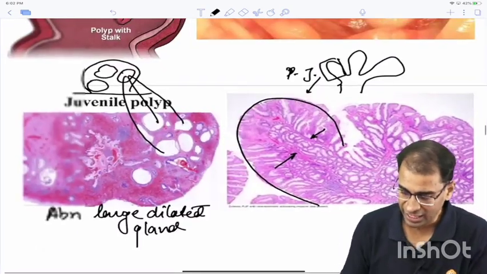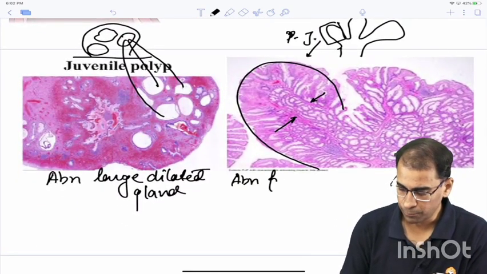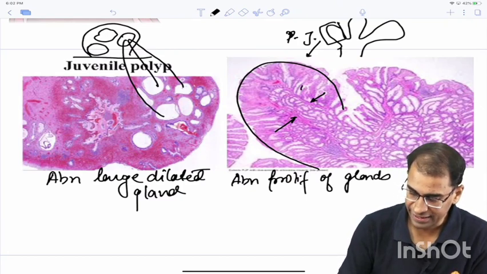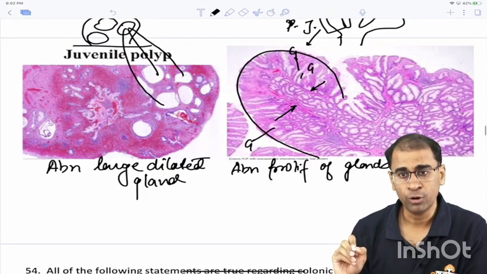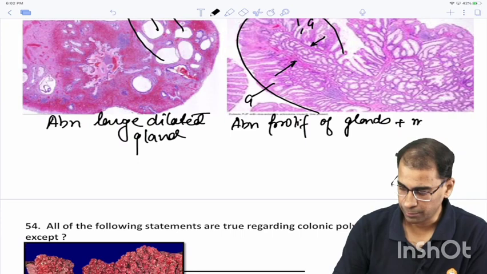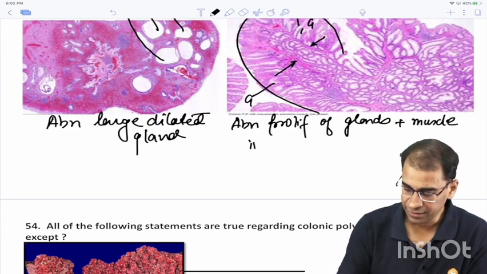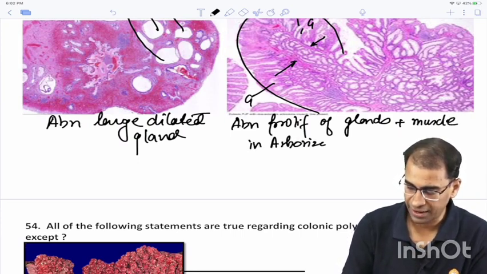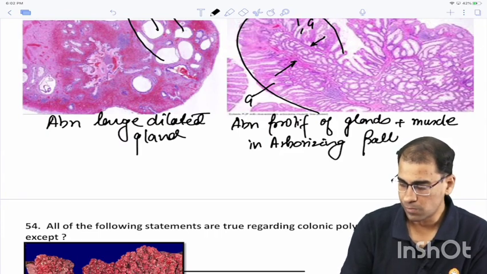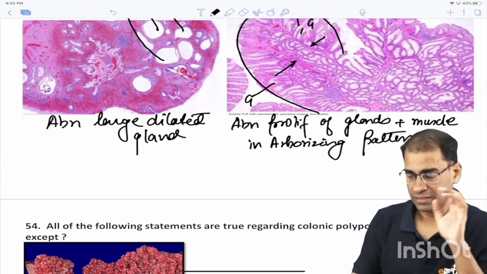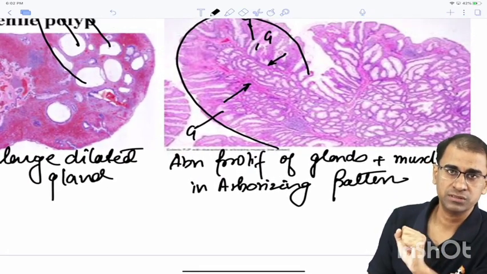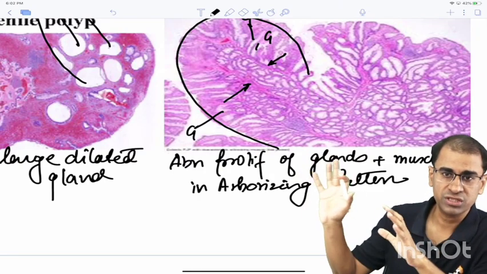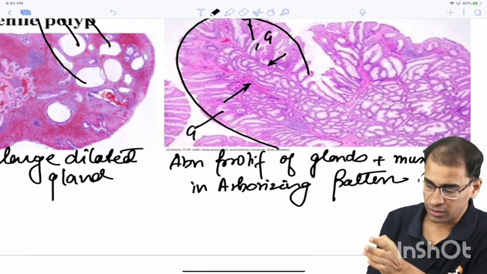So what is happening? Actually, there is abnormal proliferation of glands. So where are the glands? These white areas are all the glands. So this white area, these are all the glands. Abnormal proliferation of glands plus muscle in arborizing pattern. Okay, in arborizing pattern. Sorry, these are called the Peutz-Jeghers polyp. Peutz-Jeghers polyp. Okay, so what is the difference?